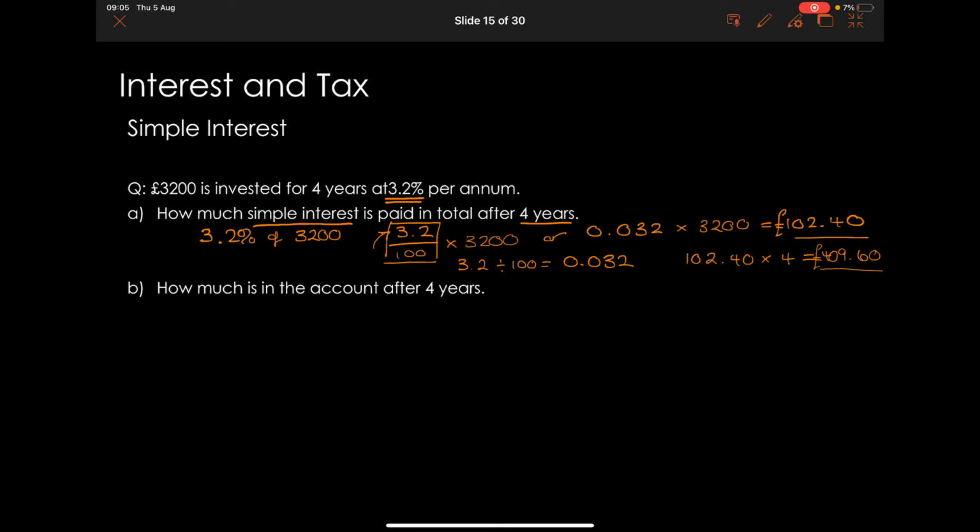Okay, that's a 4, sorry. £409.60. Because simple interest, we just find the amount of the percentage we need and we just add it on. It then says how much is in the account after 4 years. So we take our 3,200 that we originally had and we add on the £409.60 that we've just worked out. In total, that would give us £3,609.60.